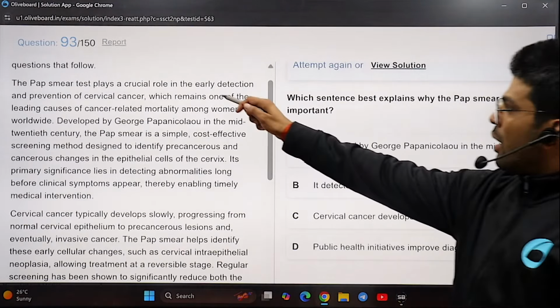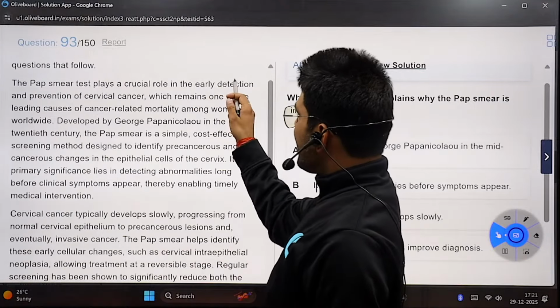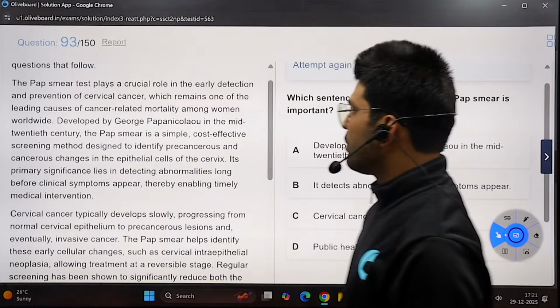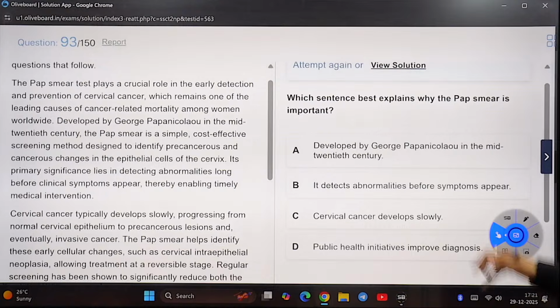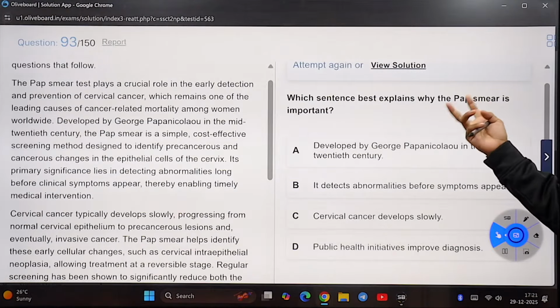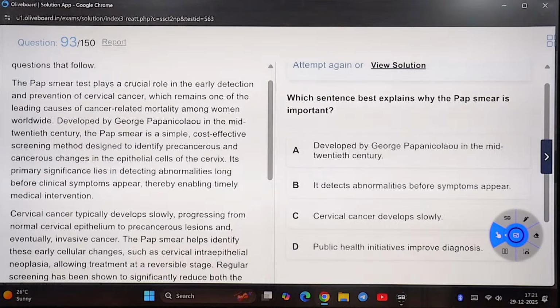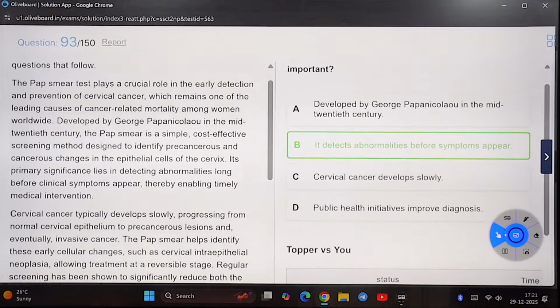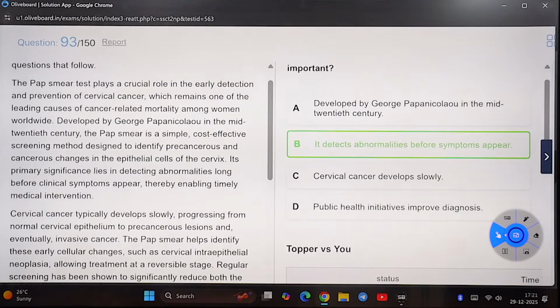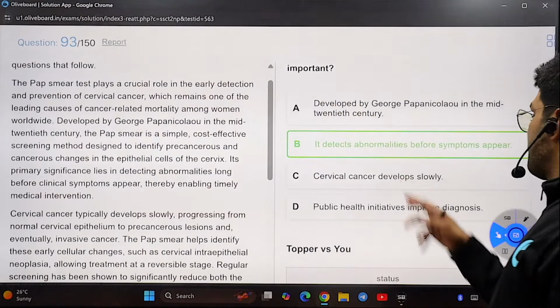No. It plays a crucial role in the early detection and prevention of cancer, which remains one of the leading causes of mortality. Developed by someone is not the importance of it. It detects before the symptoms appear. I need not read any other sentence now. Early detection.